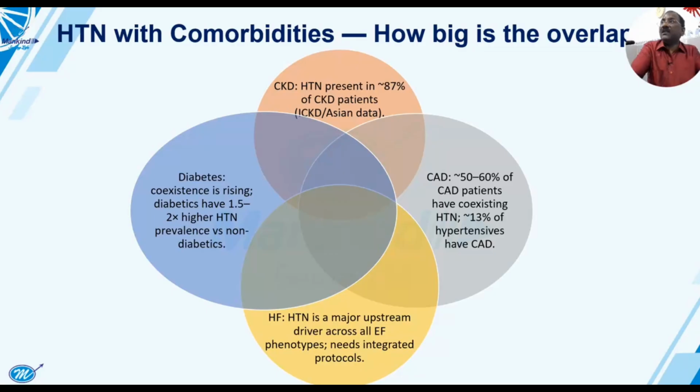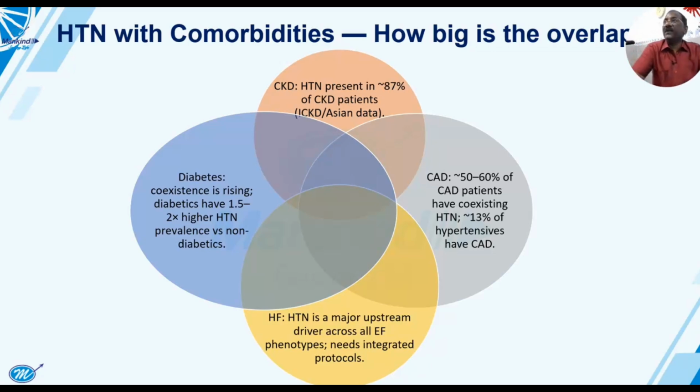See the coronary artery disease in the cardiology practice. 50 to 60% of the CAD patients have coexistent hypertension. 13% of hypertensives have coronary artery disease. See the diabetes, deadly duo. Coexistence is rising. Diabetics have 1.5 to 2 times higher hypertension prevalence versus the non-diabetics.